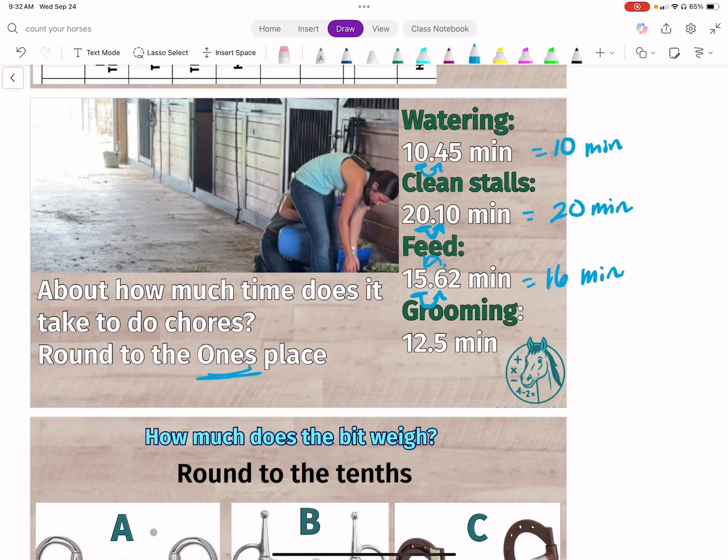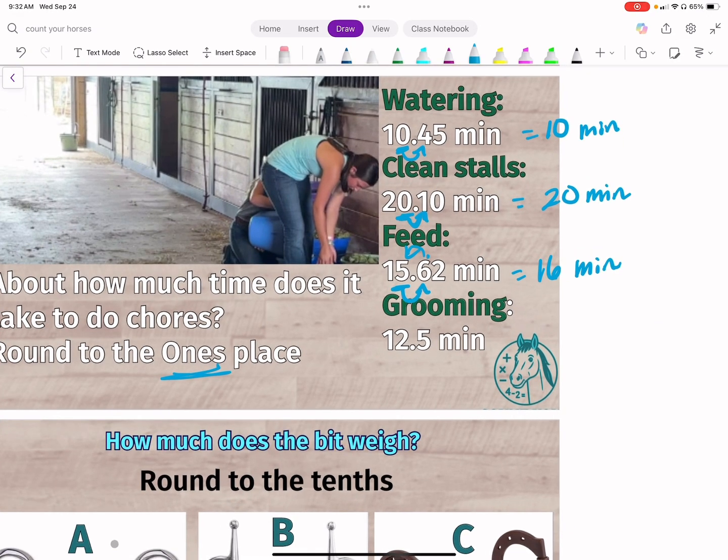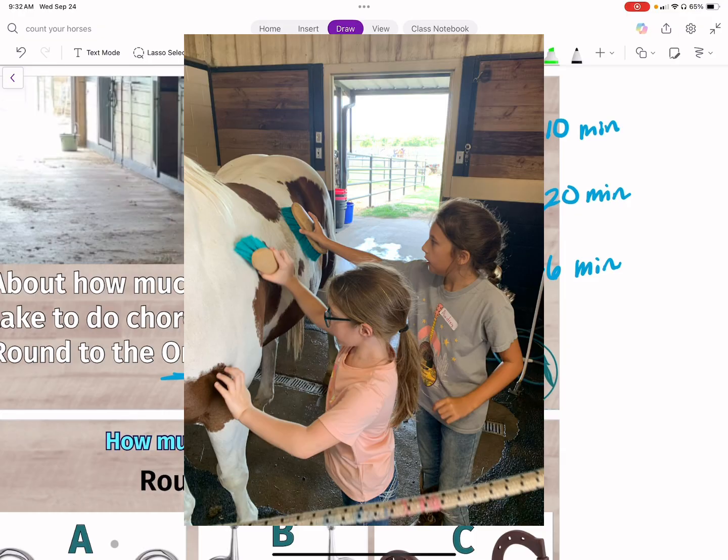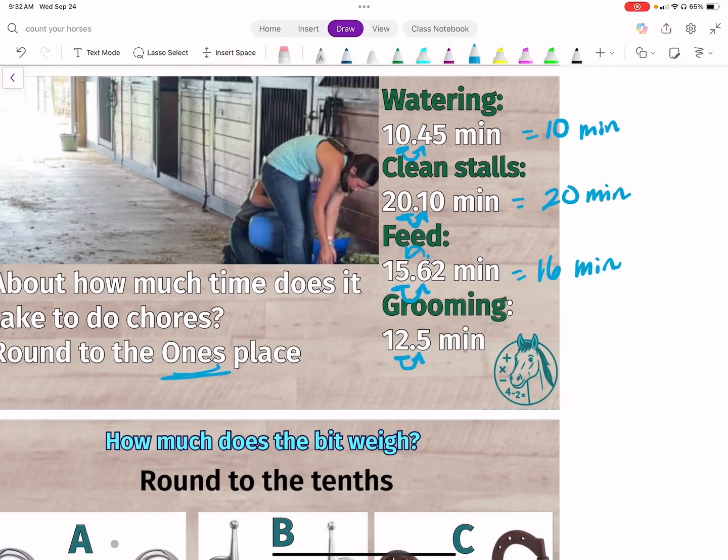And then grooming, same thing, give yourself a chance. Okay, so 12. And then we're going to look at those 2, look at the 5 to the right, equals 13 minutes. Very good. So about how much time then should I budget for somebody helping me get stuff done for the chores? Well, to solve that, what do you think we need to do? Add it all up and find the total. So we've got 10 plus 20, and that's 30, plus 16, that's 46, plus 13 more, which is 59.